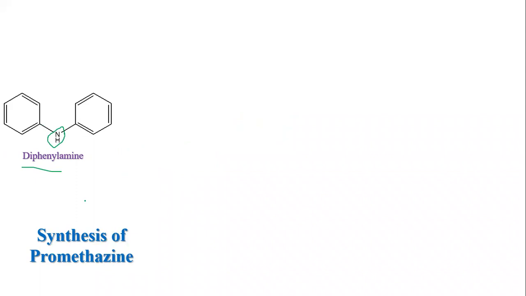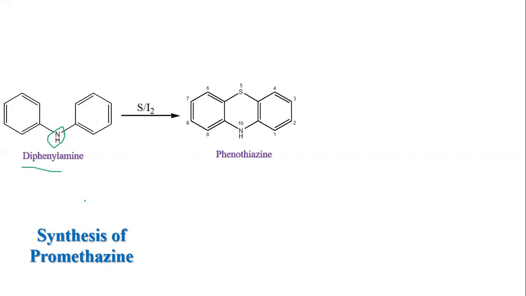So diphenylamine, or most of the phenothiazine type of drugs, can be synthesized by a simple sulfuration reaction. Sulfuration reaction simply means the addition of sulfur, which takes place in the presence of iodine. So here, diphenylamine is treated with sulfur in the presence of iodine, and we get phenothiazine. So a sulfur group has been introduced to the ring. Now this is the basic skeleton, or the main scaffold, that we have synthesized, phenothiazine.